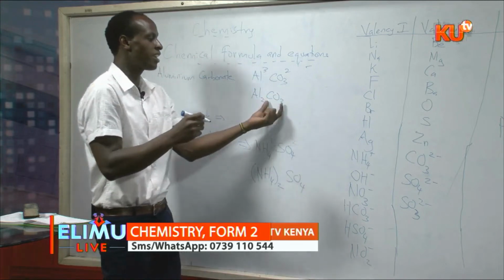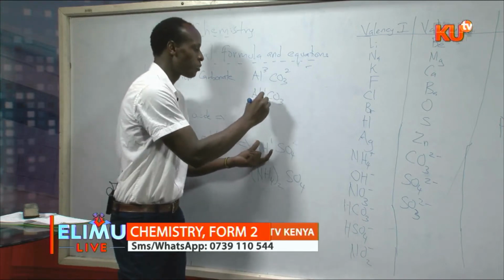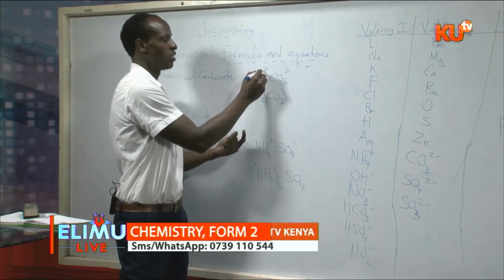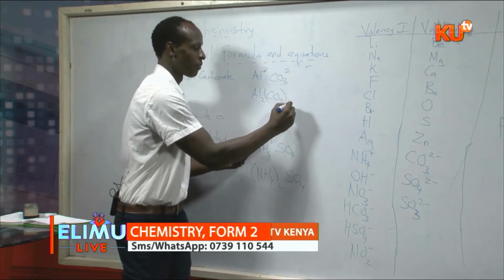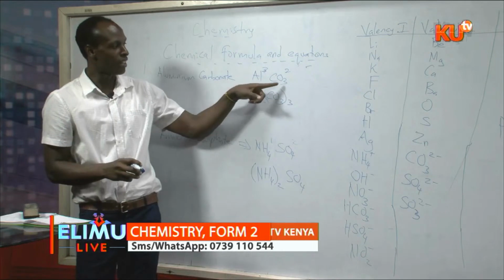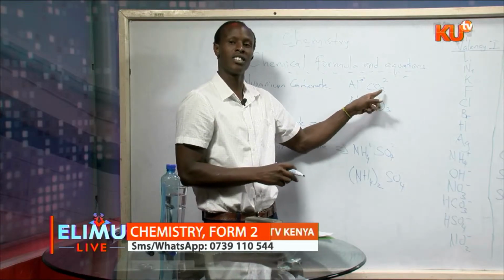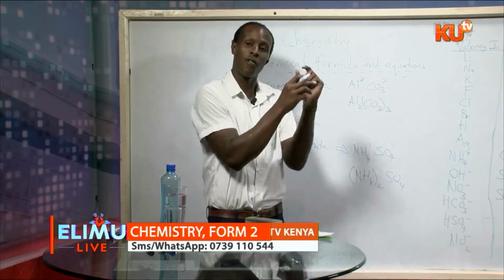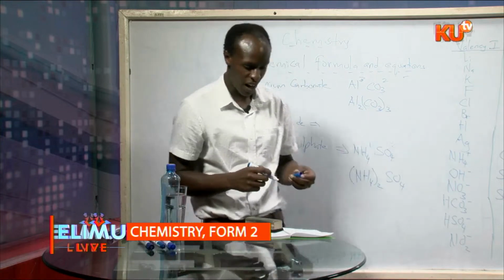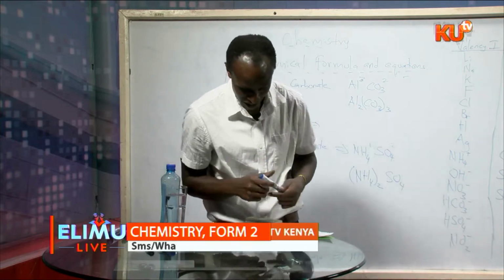Al2CO3. We said any radical, when you want to put a number, you always have to put the radical in brackets. So this 3 for aluminium comes here. Remember, this 3 for CO3 is not a valency. This 3 is the formula of the carbonate. So that is aluminium carbonate.